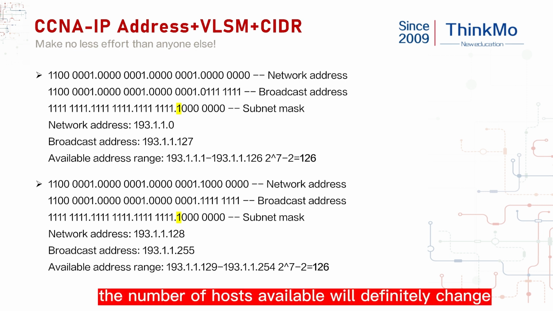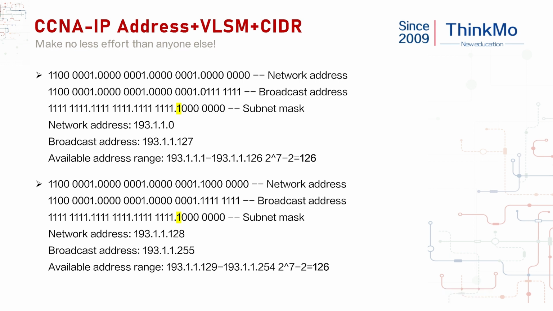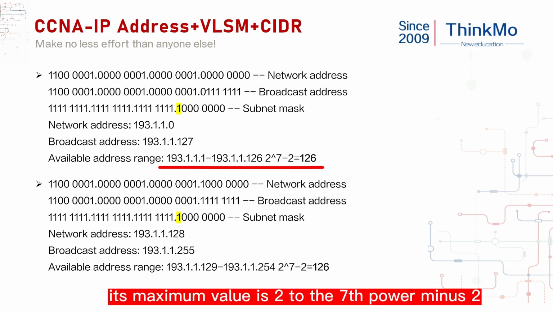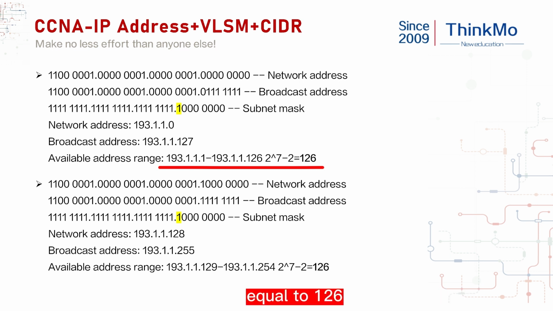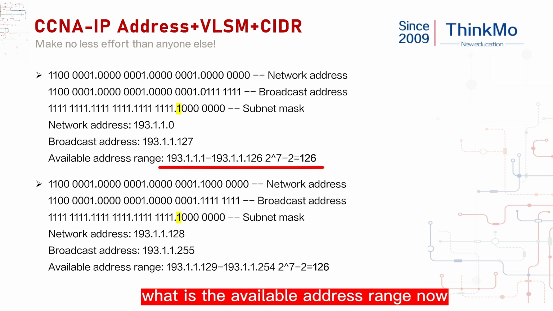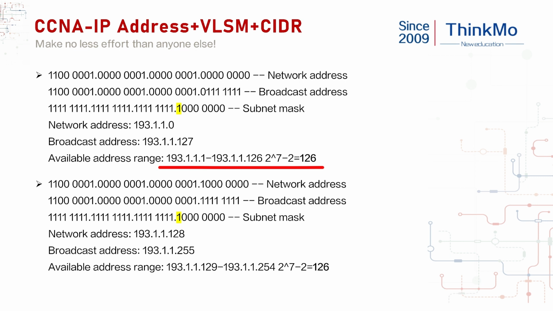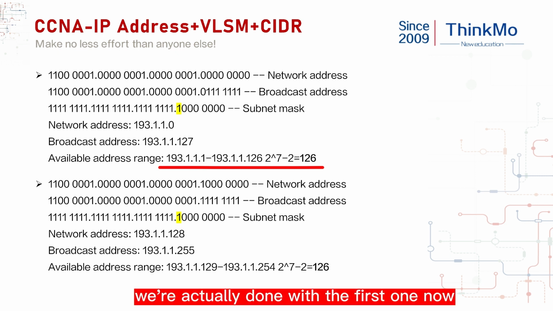The number of hosts available will definitely change. Let's do the math. 193.1.1.1 is unchanged. Its maximum value is 2 to the 7th power minus 2, equal to 126. What is the available address range now? The broadcast address I have calculated is 127, so the last host is 126 here too.